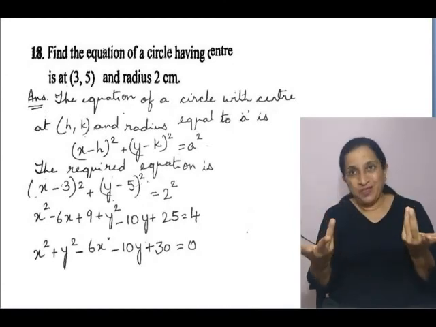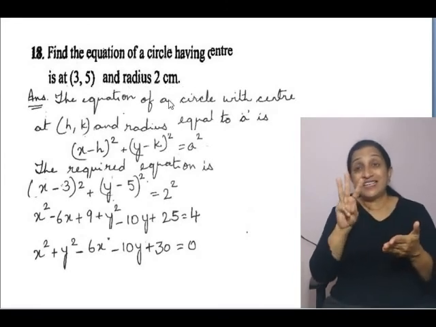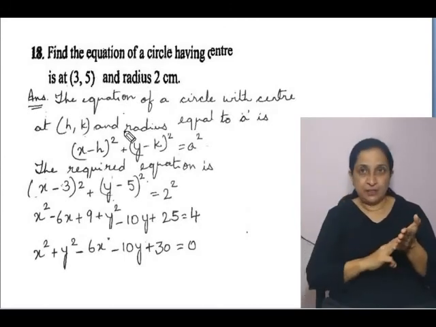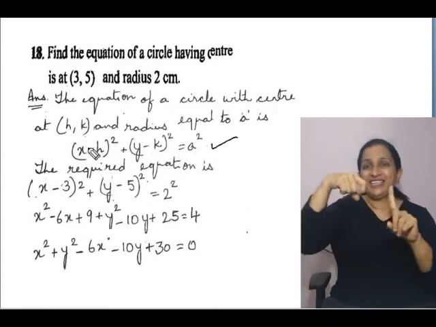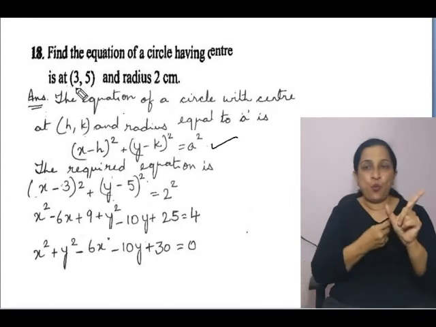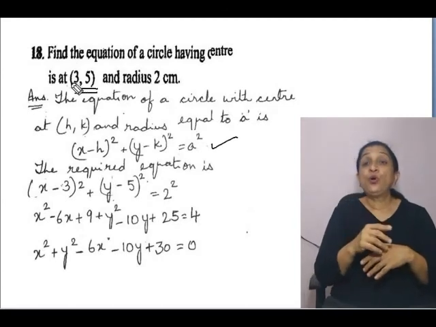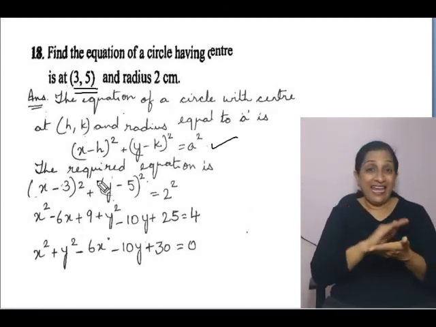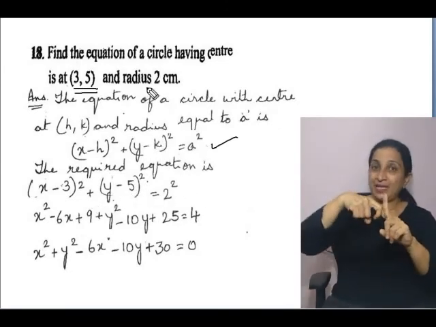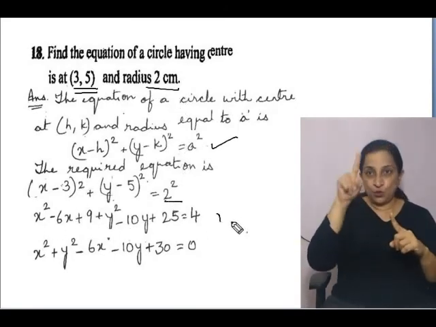Problem number 18. Find the equation of a circle having center (3, 5) and radius 2 centimeters. Problems on the equation of a circle are the simplest ones. You better remember and solve it. You know this formula: (x minus h) squared plus (y minus k) squared is equal to a squared. Here you have to find whether the center is 0, 0 or something else. It is not at 0, it is at 3, 5. So simply put the values of h and k here. So this becomes the equation. Instead of the radius, you put 2 centimeters, that is the radius, so you square this. Okay, you get this equation.